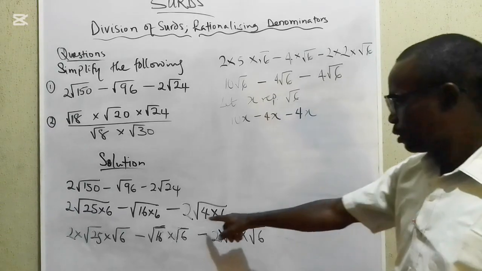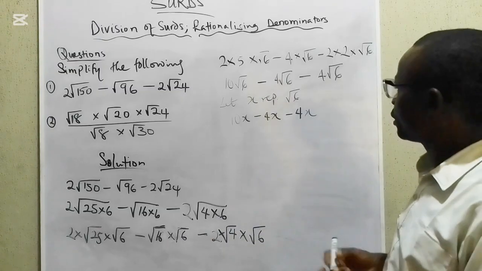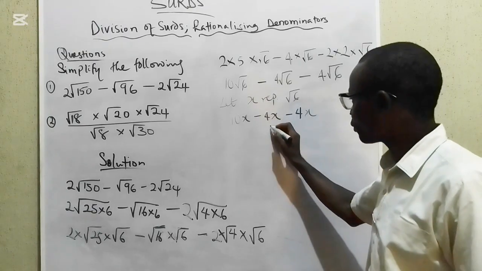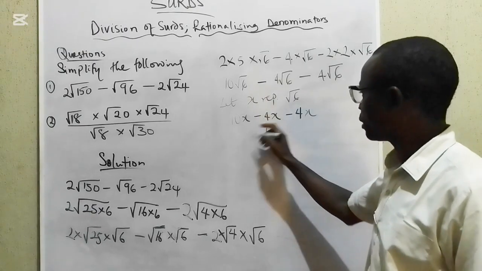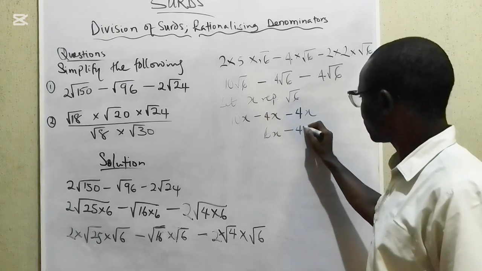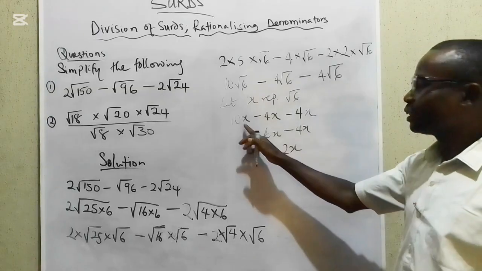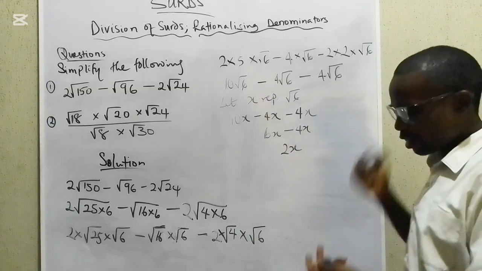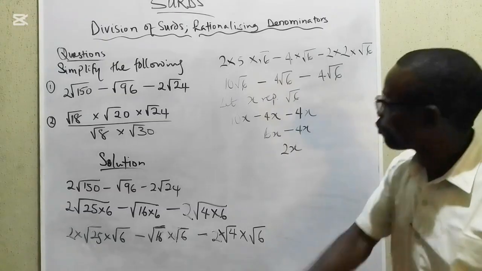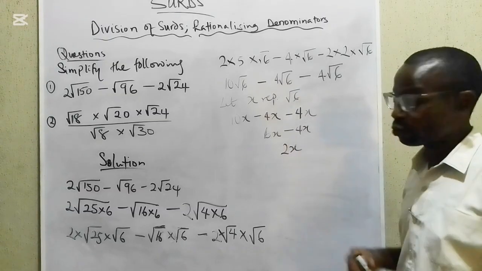Good. So 10 minus 4 is what? 10 minus 4 is 6x, and 6 minus 4 is what? 2x. Right? 10 eggs. I remove 4 eggs out of the tray. The remaining was 6. I further removed another 4 eggs. I have 2 eggs remaining.